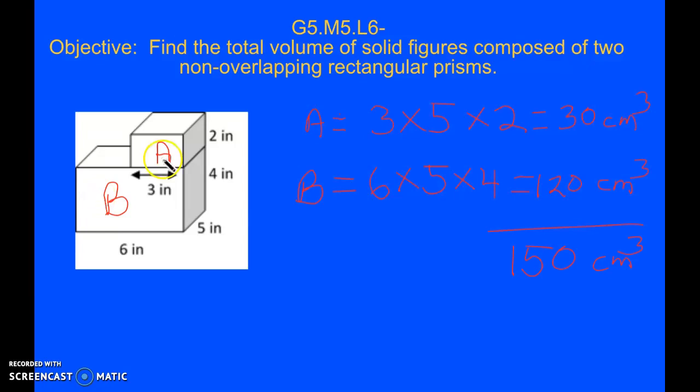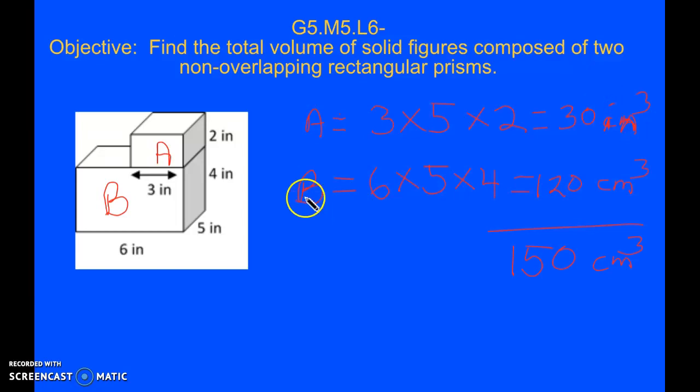Starting with figure A, we see we have a length here of 3 inches. Down here, we see a width of 5 inches, and if the width down here is 5 inches, we can conclude that the width here is also 5 inches. And then we see we have a height of 2 inches. So we are going to get 3 times 5 times 2, following our volume formula, for a total of 30, not centimeters, but inches cubed.